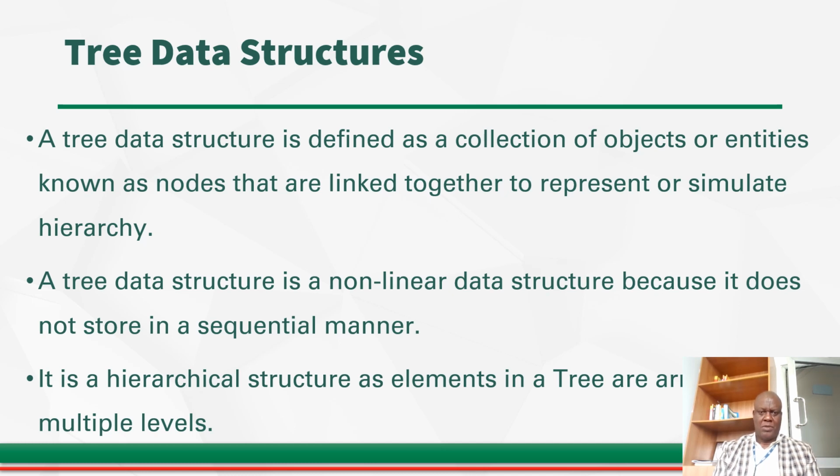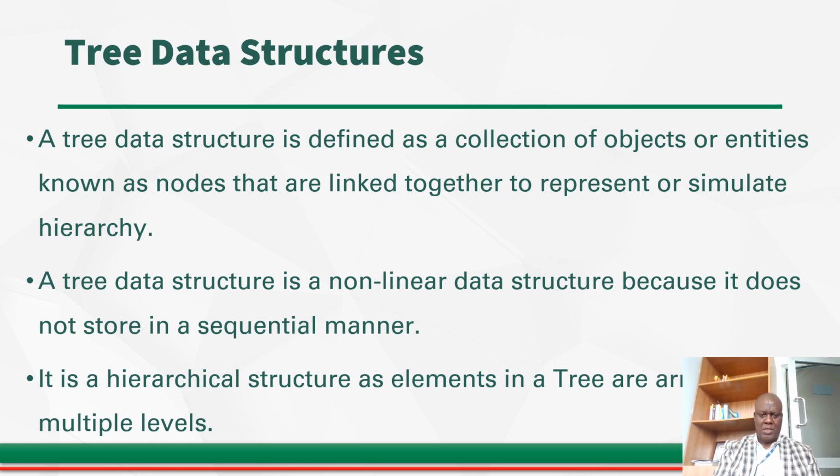A tree data structure is defined as a collection of objects or entities known as nodes, and these nodes are linked together to represent or simulate a form of hierarchy. The tree data structure is non-linear. When you say linear, it means they are straight. When you say non-linear, they are not straight because it does not store in a sequential order.